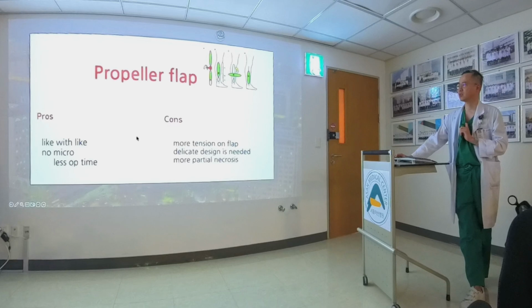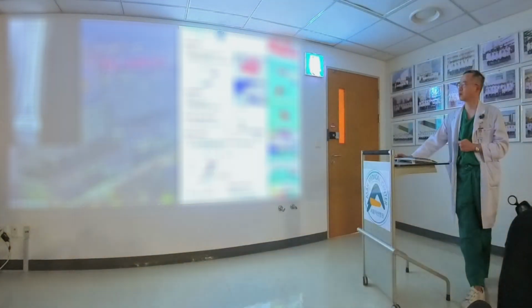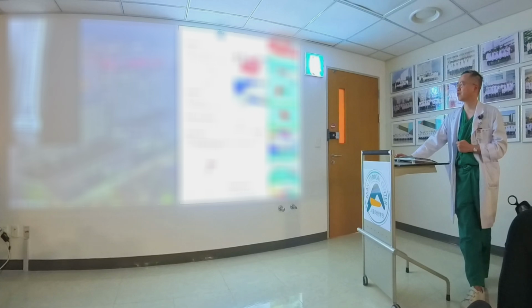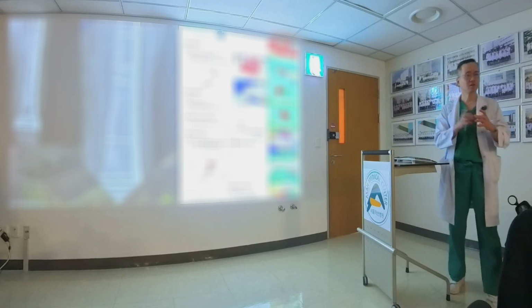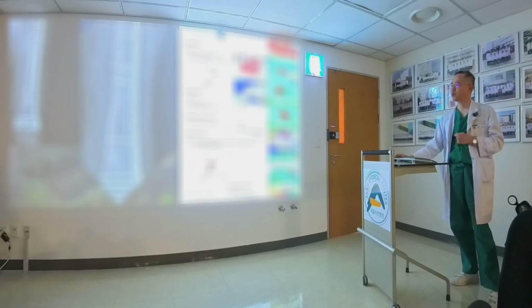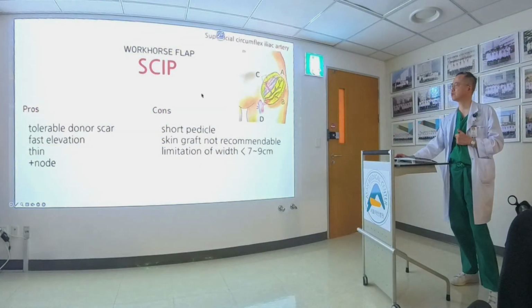So the propeller flap is a really nice flap because we use the surrounding skin, so the color and the thickness are quite the same. In some cases, if you need bone flaps or some periosteal support, we use the medial femoral condyle flap to cover the defect. So this patient had a non-union on the femur, and we covered the fracture site with the MFC flap, and the bone was healed. She was suffering for more than 10 years because of this non-union, but it was healed after the surgery.